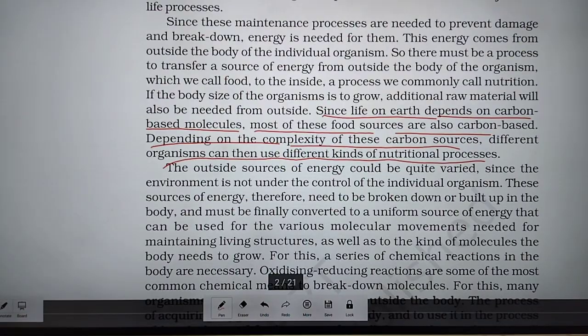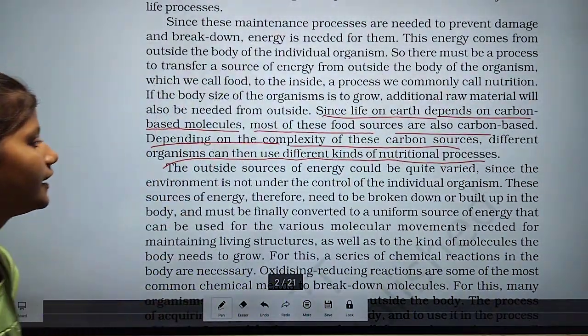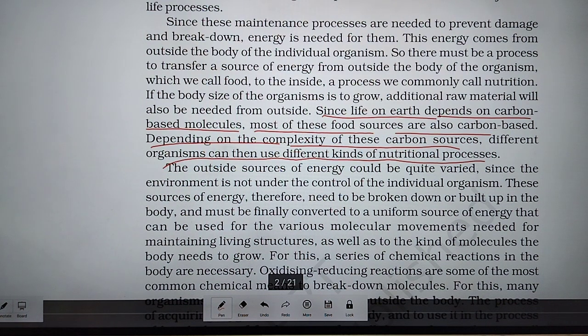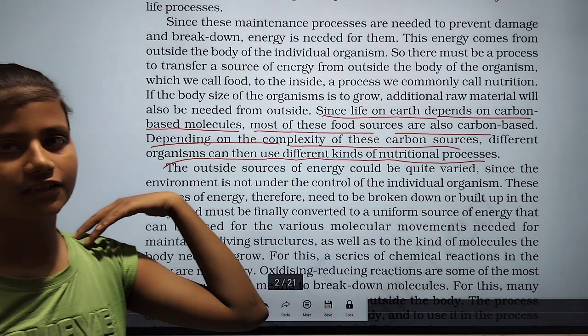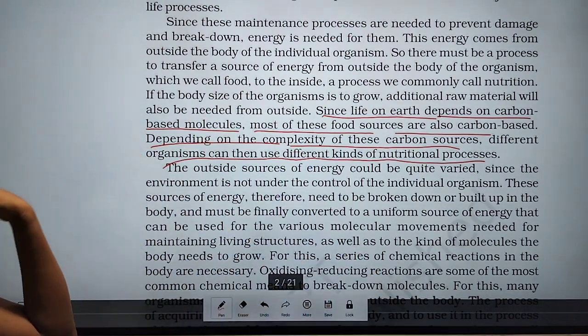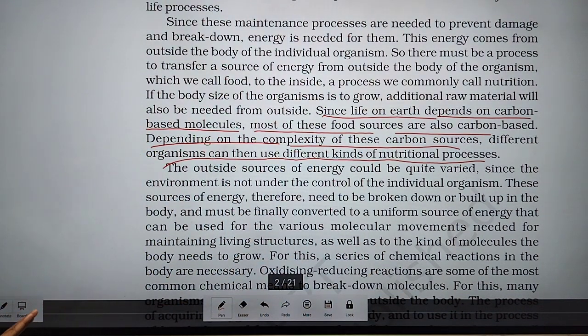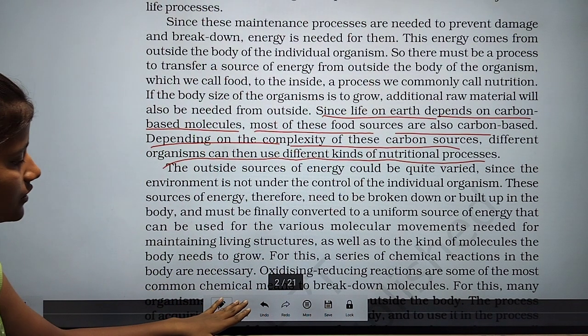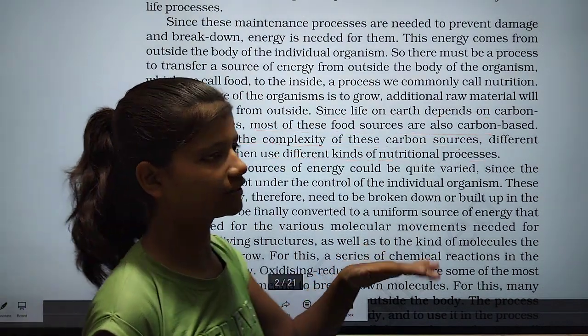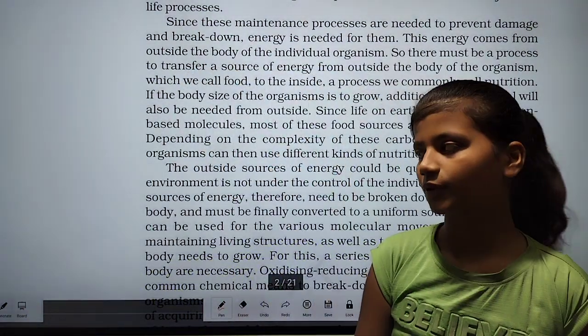It depends on the complexity of this carbon source. Different organisms can use different kinds of nutrition processes. Okay, it means different kinds of organisms use different kinds of nutrition processes.